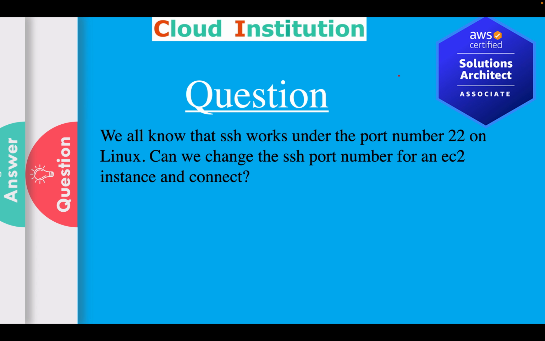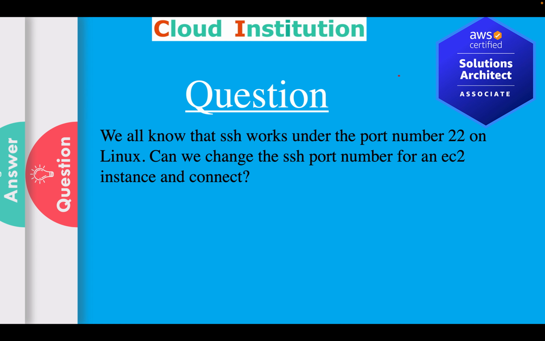So basically, what we are deciding here is: is there any way that we can change the port number of the EC2 instance, which by default connects on 22? Can we change the port number to connect on 23 or 24? Are we able to connect it? And if you want to connect, how is it possible?